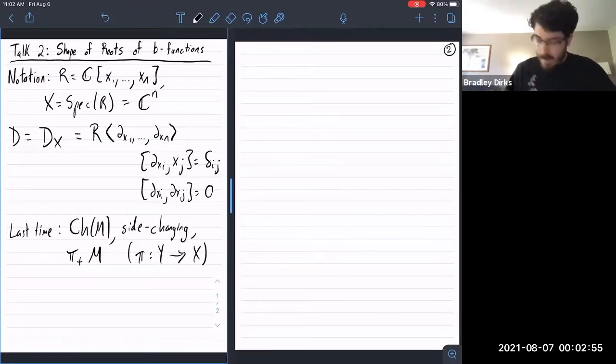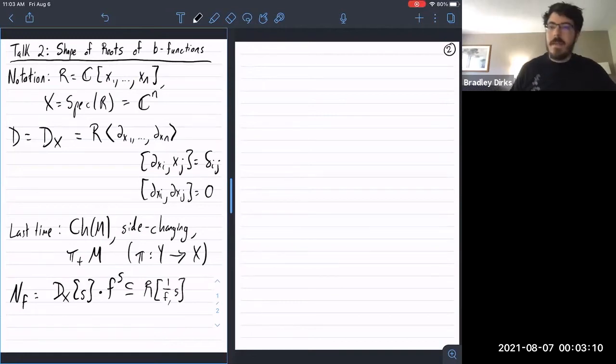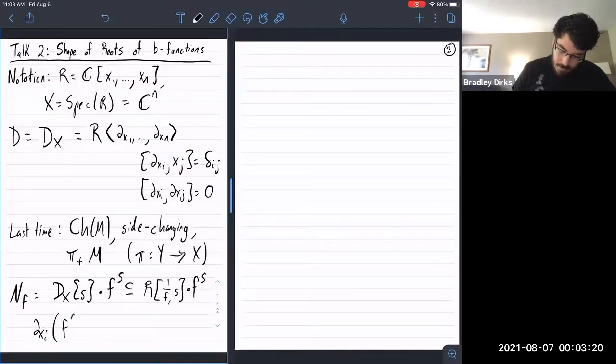Okay, and we considered this module NF, which was dxs times some formal symbol f to the s. This was sitting inside of R, and we invert f, and we also adjoin this variable s times f to the s. And remember, the action of the differential operators, I'll just say how you do it. You extend it by the Leibniz rule to basically everything, but the way that this is like the power rule. So we bring down the power, we differentiate that function f.